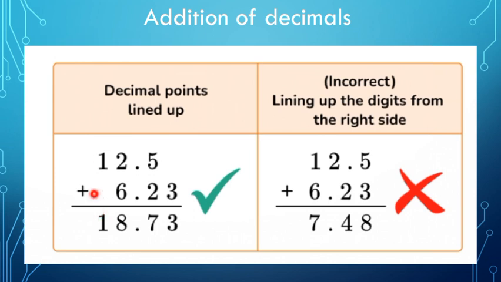And 1. Now as you can see, there are two places after the decimal point. 5 0, there are two places. 2 3, there are two places after the decimal point. So here also you have to count two places like this. So 18.73, and align the decimal points like this, so that the decimal points are in line.